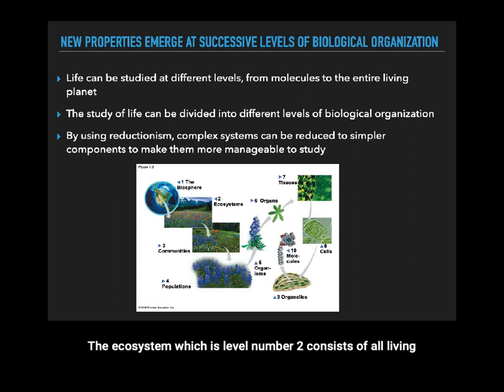The ecosystem, which is level number 2, consists of all living things in a particular area, along with the non-living components of the environment with which life interacts, such as the soil, water, atmospheric gases, and light. Notice that the picture associated with the ecosystem includes plants, animals, soil, snow, the atmosphere, etc.